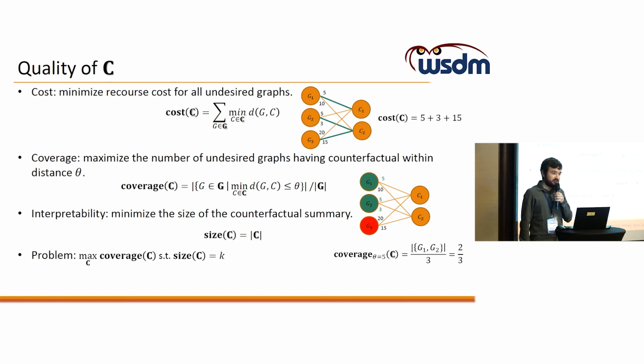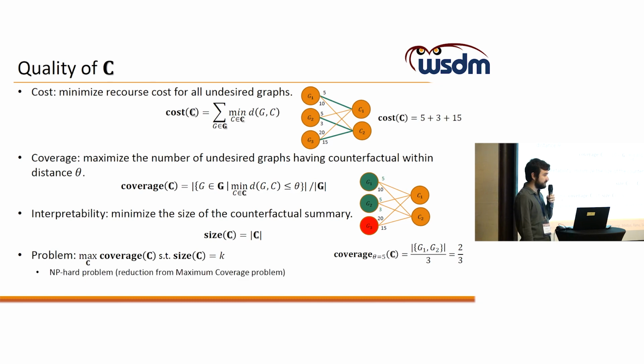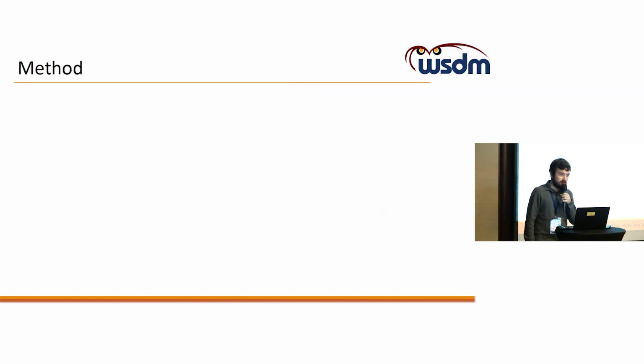So based on these criteria, we formulate our problem as maximizing coverage of set C, such that the size of C is within a given budget K. And in the paper, we show that this problem is NP-hard, by reducing from the maximum coverage problem. Now, I will introduce our heuristic method to solve this NP-hard problem.